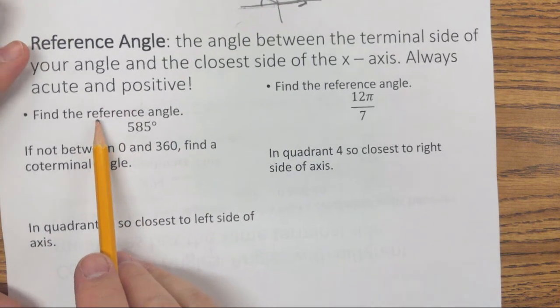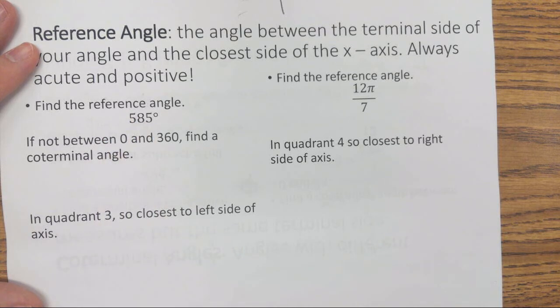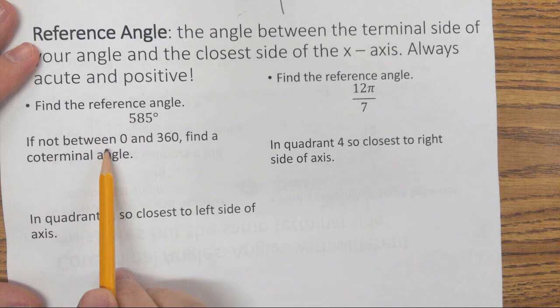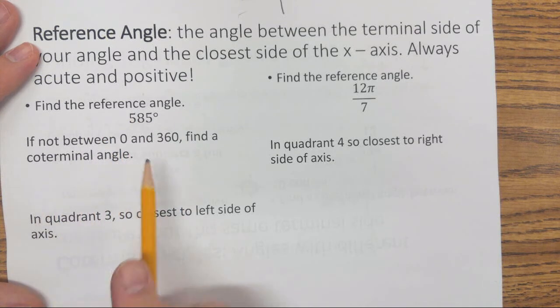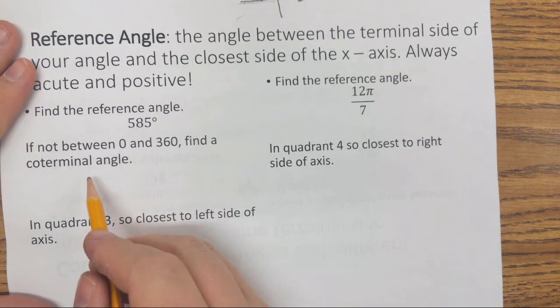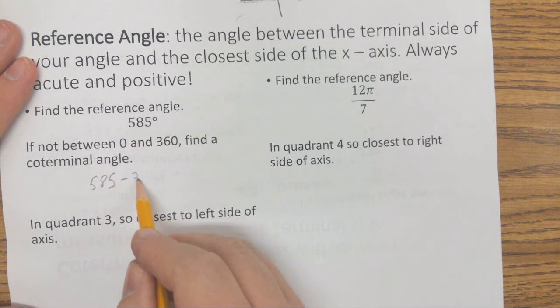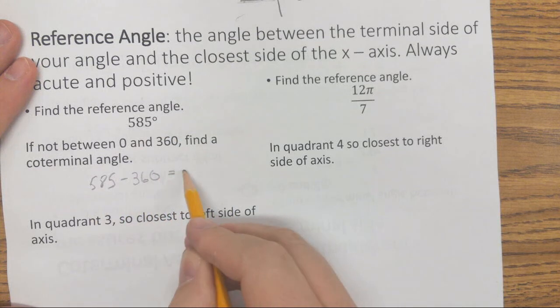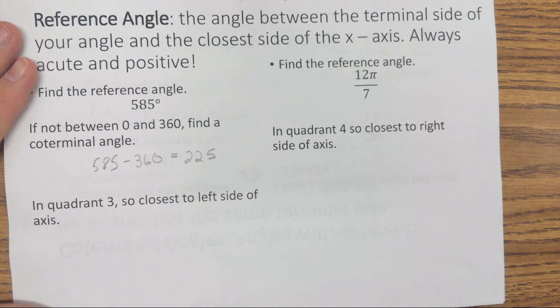So, let's do a couple examples. I want to find the reference angle for 585 degrees. If the angle is not between 0 and 360, then we need to find a coterminal angle that is between 0 and 360. So I'm going to take the 585. Since it's bigger than 360, I'm going to subtract 360 degrees, and I get 225.